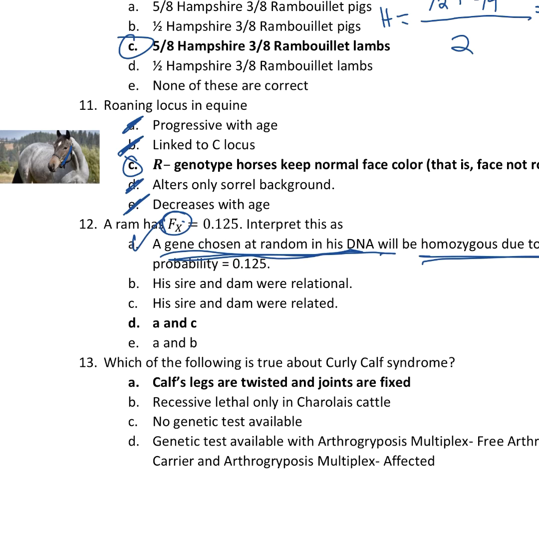His sire and dam were related. Well, yes, they were related because they had offspring, but that does not make them inbred, so it is not B, so we can cross out E. But if an animal does have an inbreeding coefficient, we know that his parents were related in some shape or form. So C is also correct, so D is the correct answer.